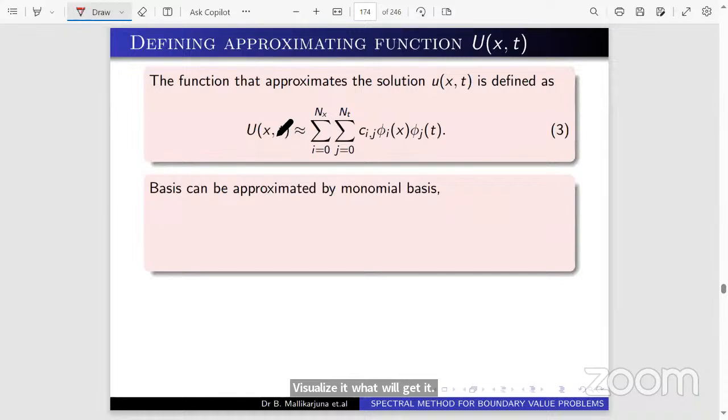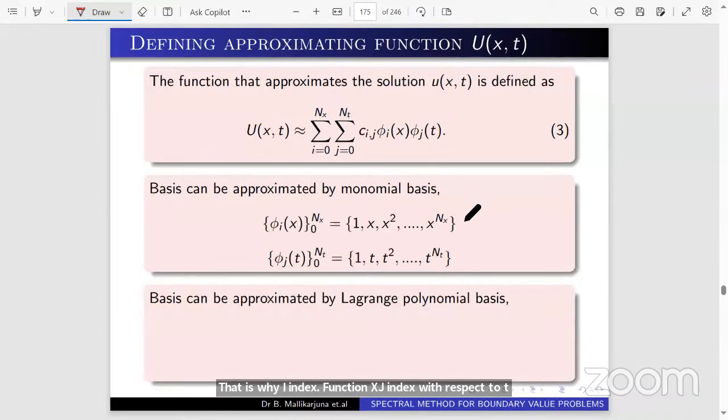Now here, how are you going to approximate? Because in the partial differential equation the independent variables are two. One is in terms of x, another is in terms of t. That is why I index the function with respect to x, j, and t. And for these bases, you can take a monomial basis only: 1, x, x square and so on up to x power n, and 1, t, t square and so on up to t power n.